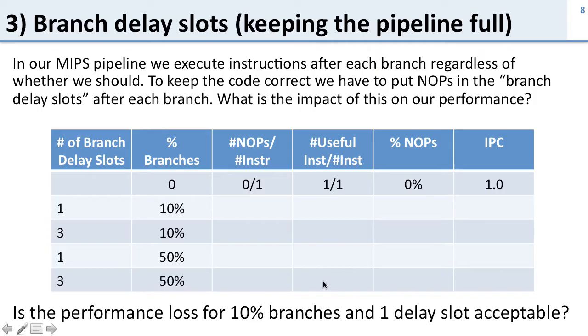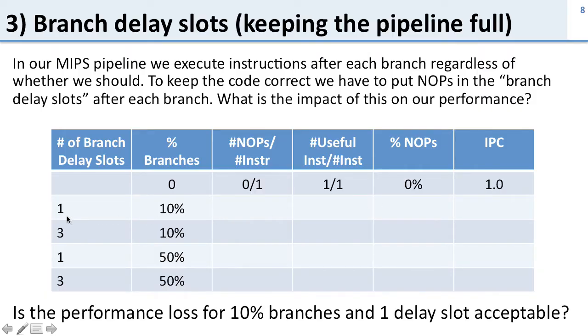All right, so now let's talk about branch delay slots and keeping the pipeline full. So here we've got a table which has the number of branch delay slots and the percentage of branches. Then over here we've got the number of no-ops over the total number of instructions, and then we're computing the number of useful instructions over the number of instructions, and from that we'll calculate the percent of no-ops and the instructions per cycle, assuming we can do one every cycle.